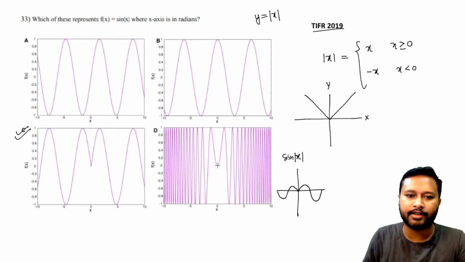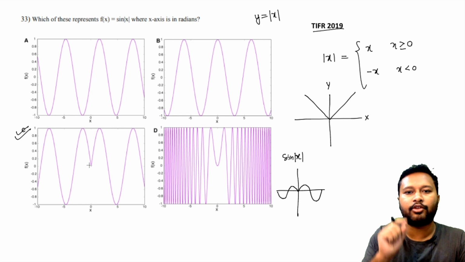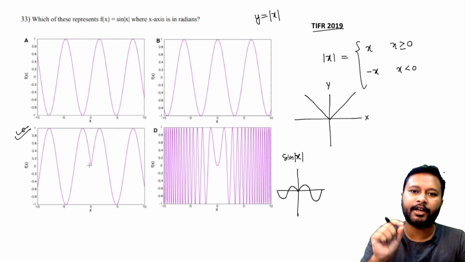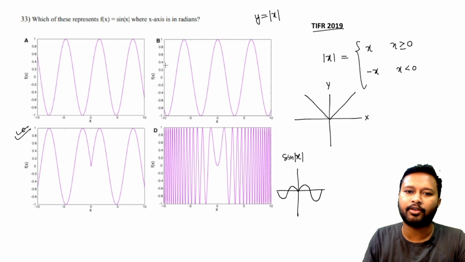So whenever you are getting mod x as the function, you get a discontinuous graph, and that's why this particular point will be a sharper point. So that makes option number C correct. Option number A and B will not be correct because they are not following the trends of the mod x graph, right?